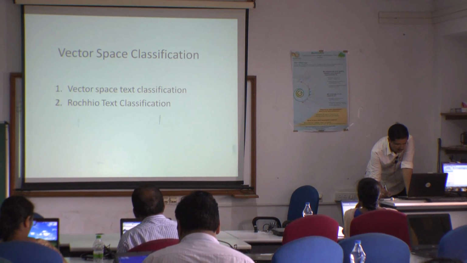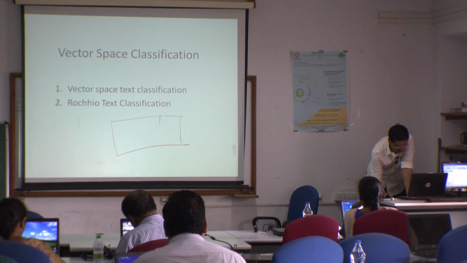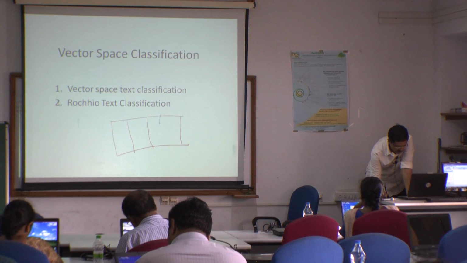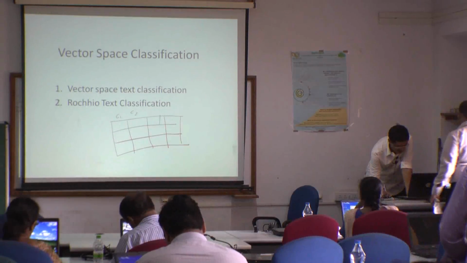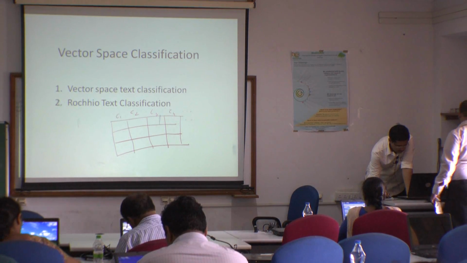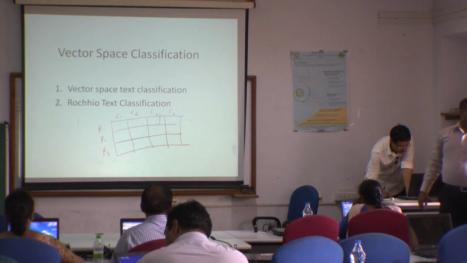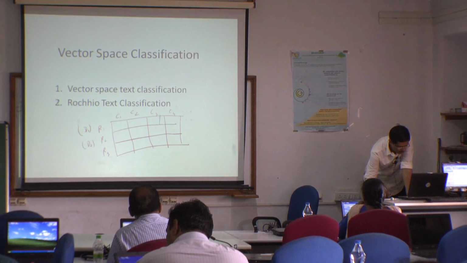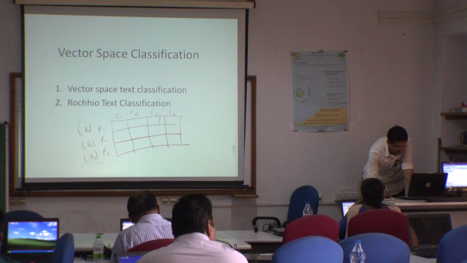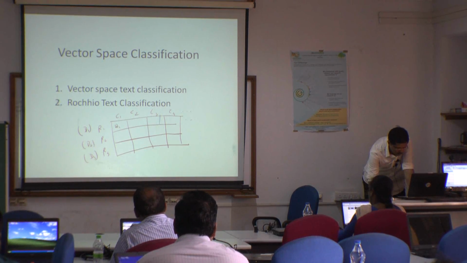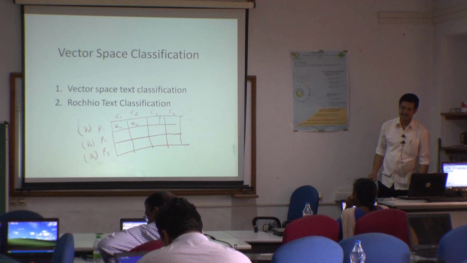For example, before starting, I am just giving this example. Suppose this is a matrix. Each row represents one document. Now each column represents words. But the problem is, suppose you have a phrase like this.